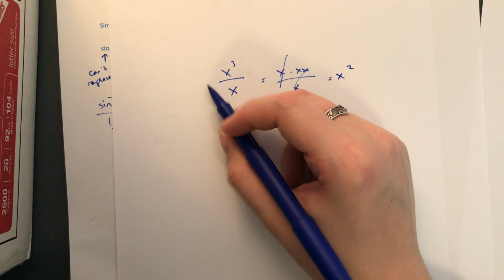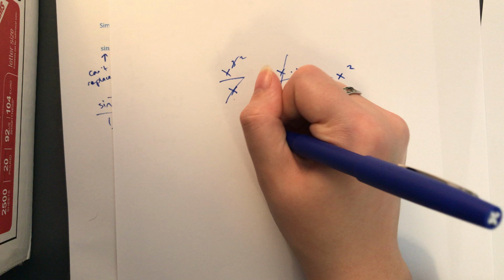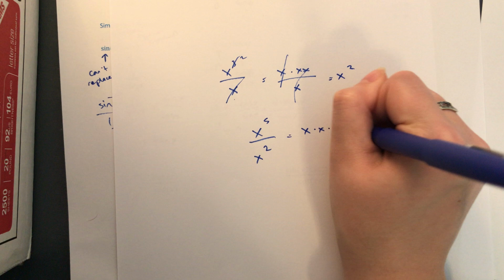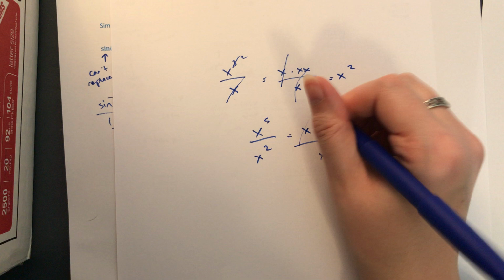So you guys are good at simplifying when you have something on top and bottom. You can cancel this out. This becomes x squared. Or if you have x to the fifth over x squared, that's x times x times x times x times x, 5 x's over 2 x's being multiplied together. You cancel out, and you're left with 3 on top, so that's x cubed.